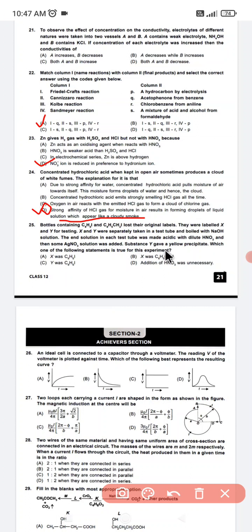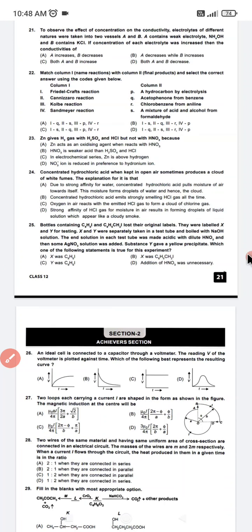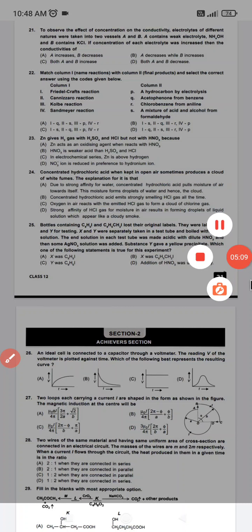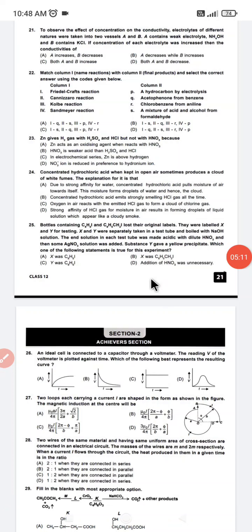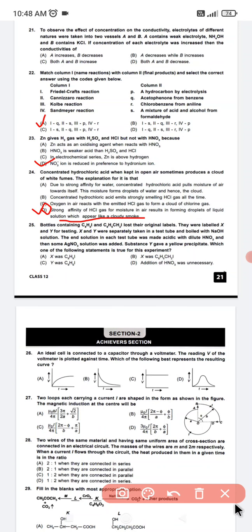Which one do you think is the correct answer option? The correct answer option is option A, that is X was C6H5I.